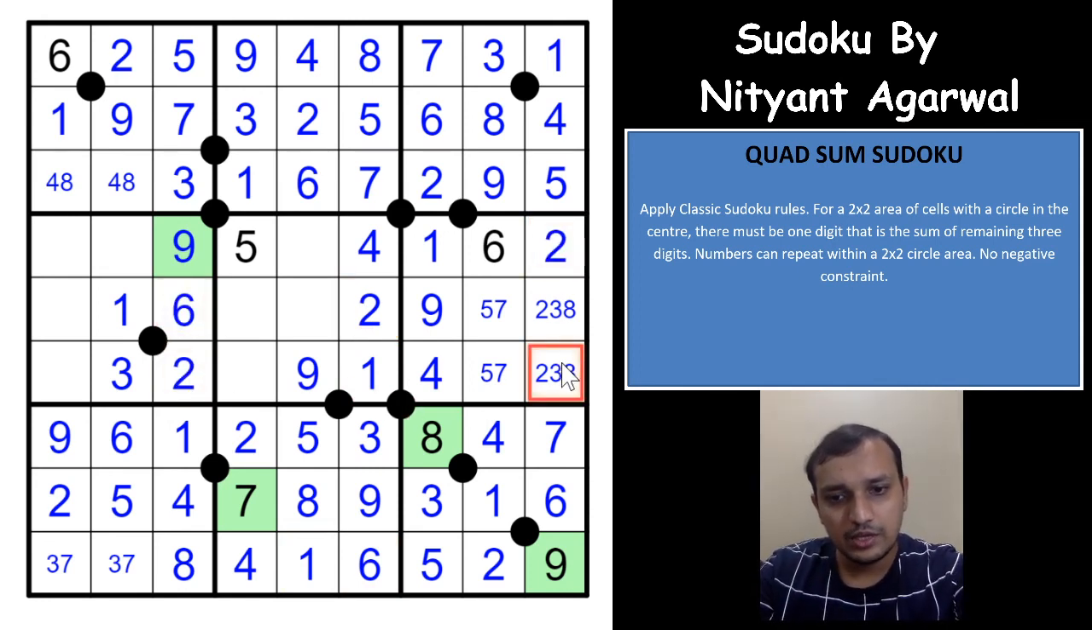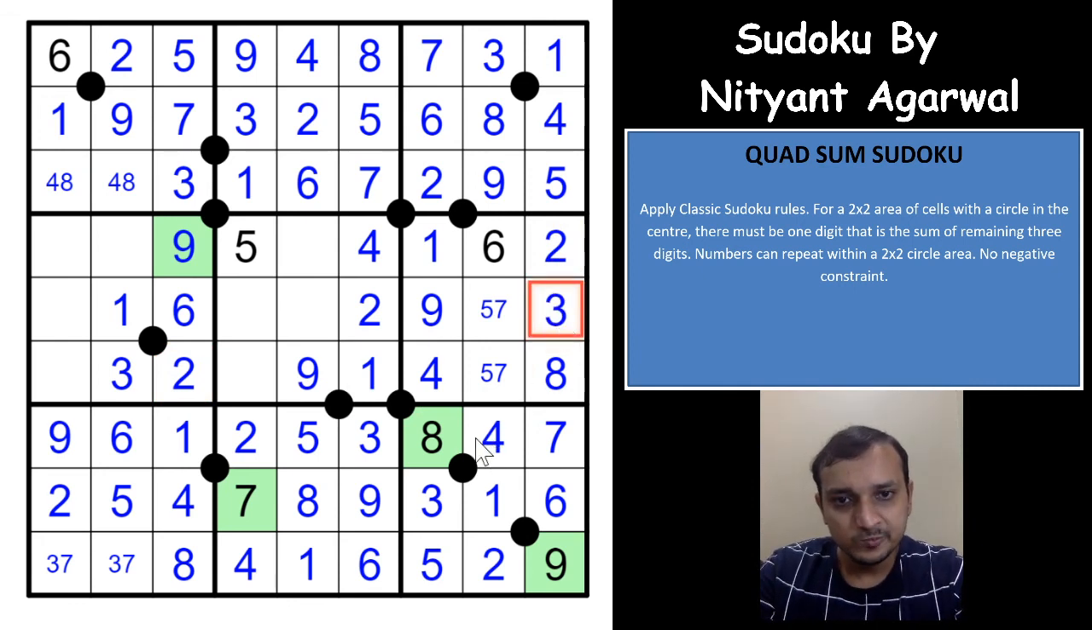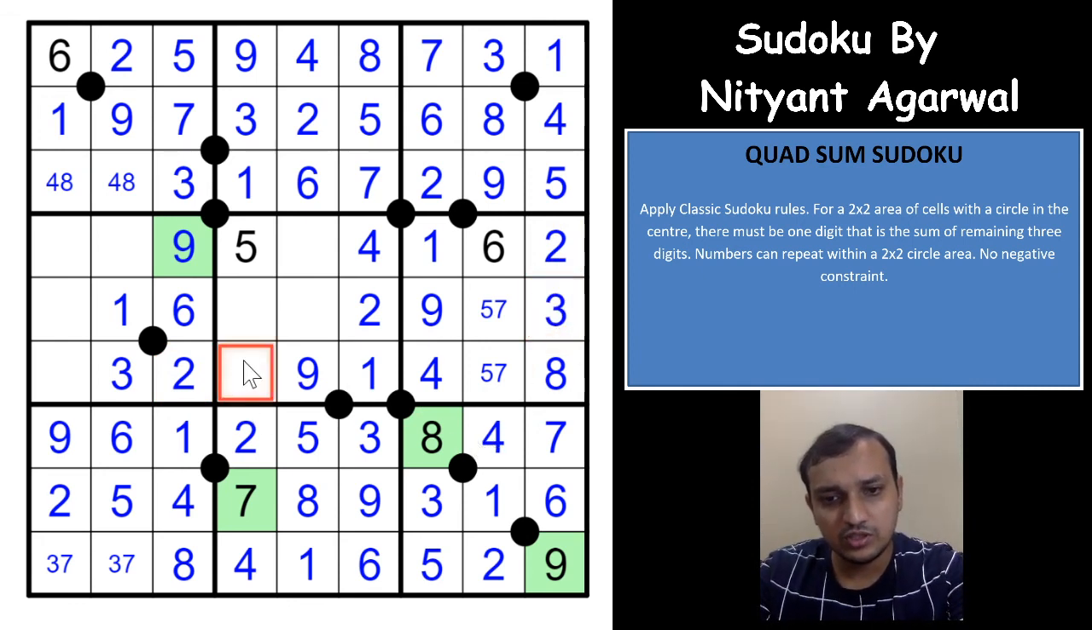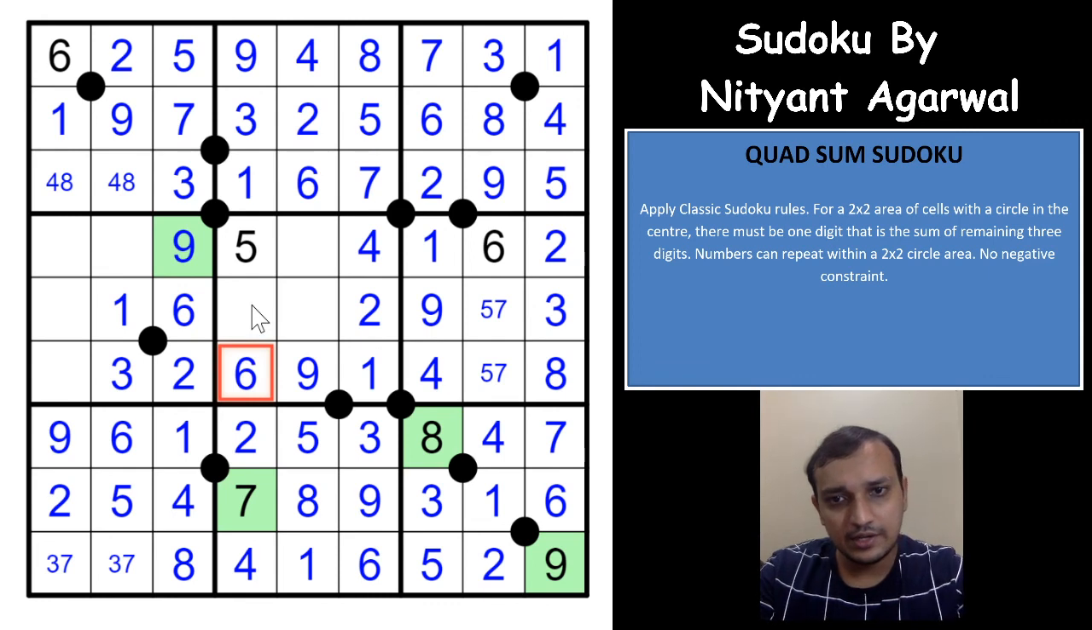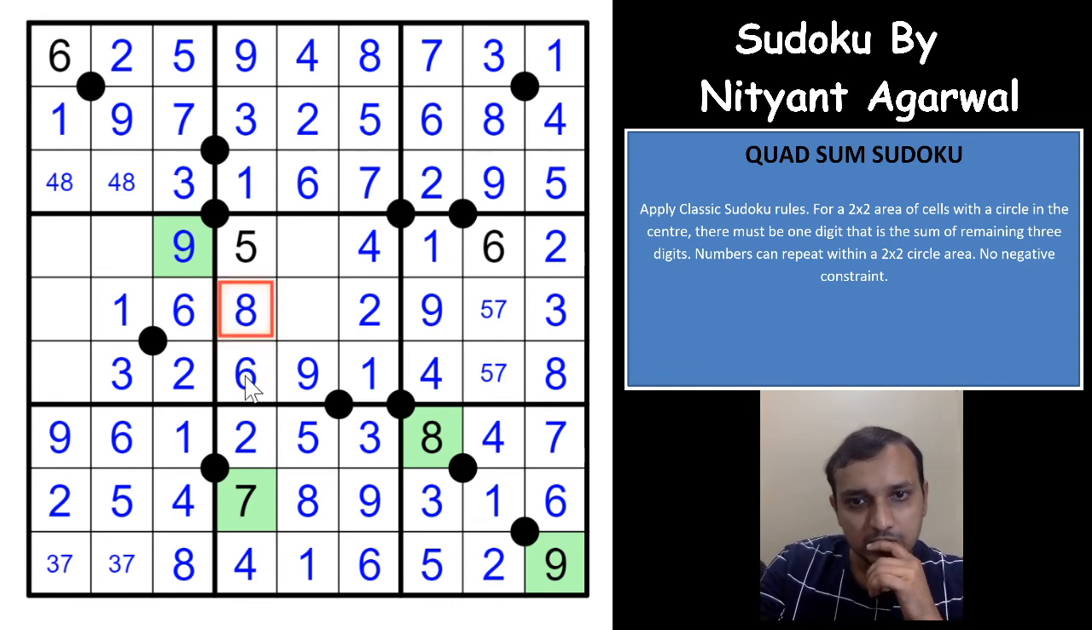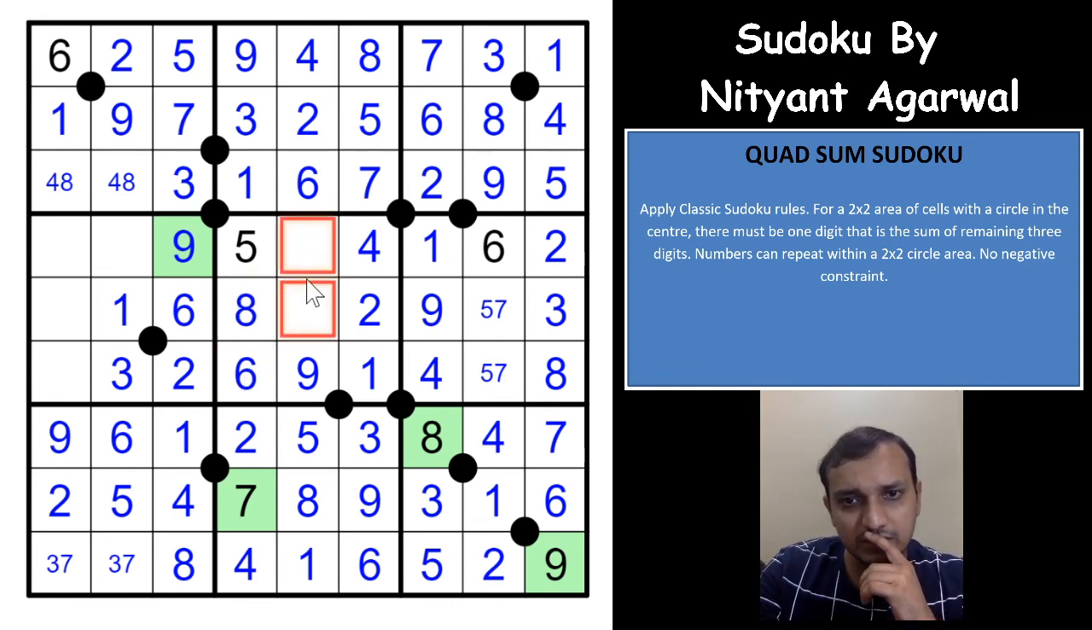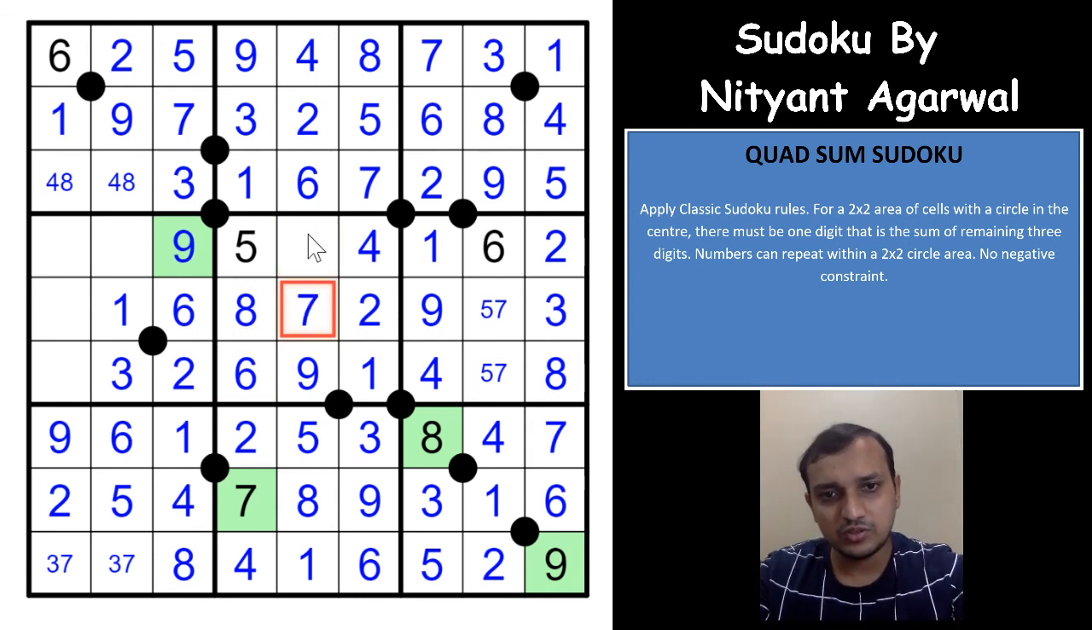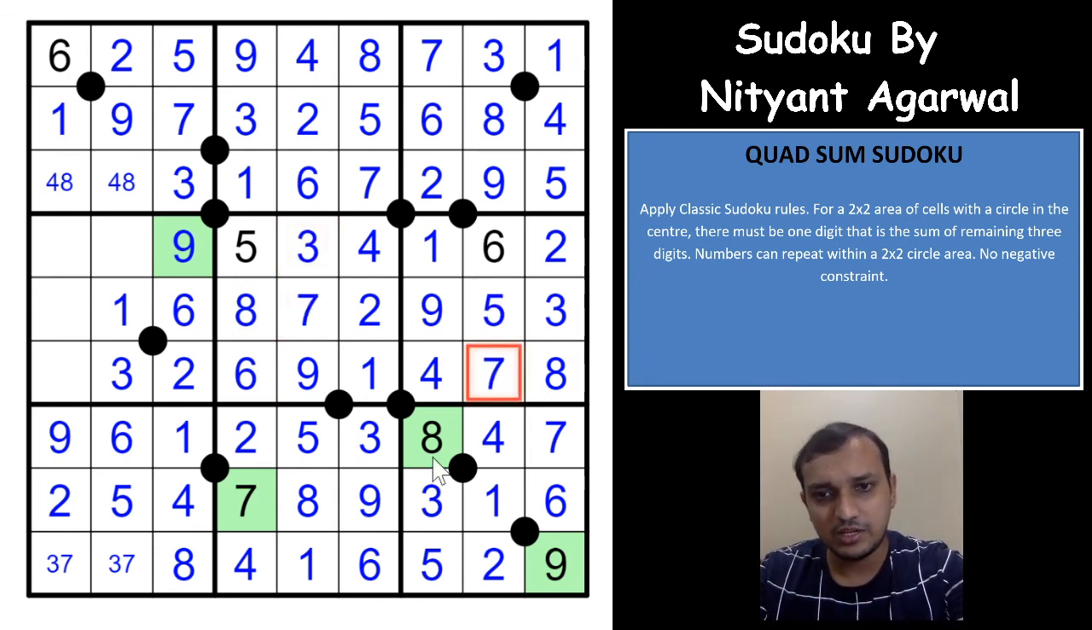That gives you a 6 and a 2 here. 2, 8 and a 3. That gives you a 6 here. And an 8 here. Okay. You need a 7 and a 3, right? So this becomes 7, that becomes 3, that becomes 5, that becomes 7.